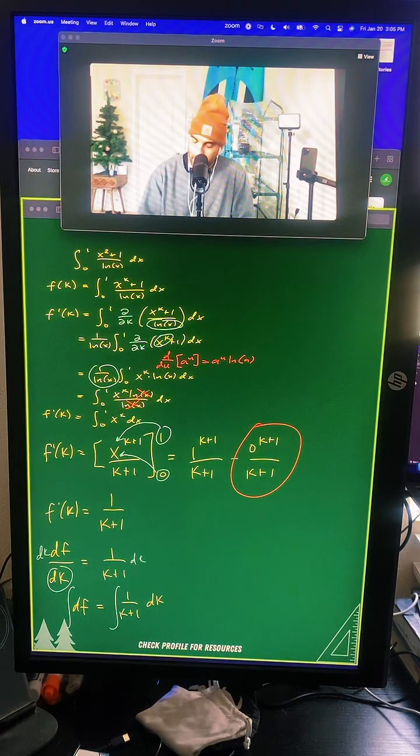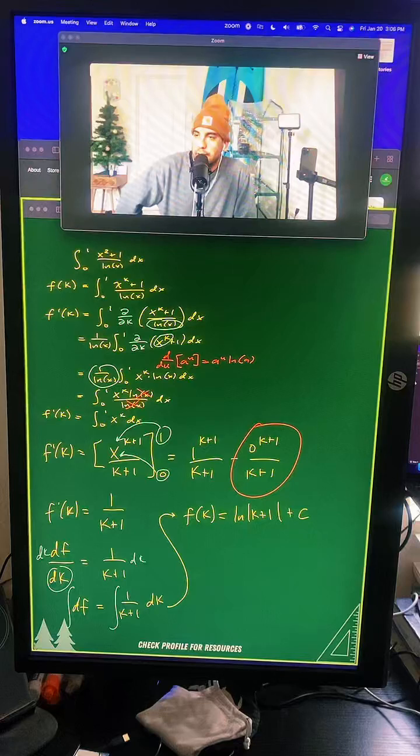And so now we're going to be able to integrate. And look what that gives us. That gives us a nice function f in terms of k is equal to, if we use substitution for this, this just becomes natural log of k plus 1. And technically there's a plus c.